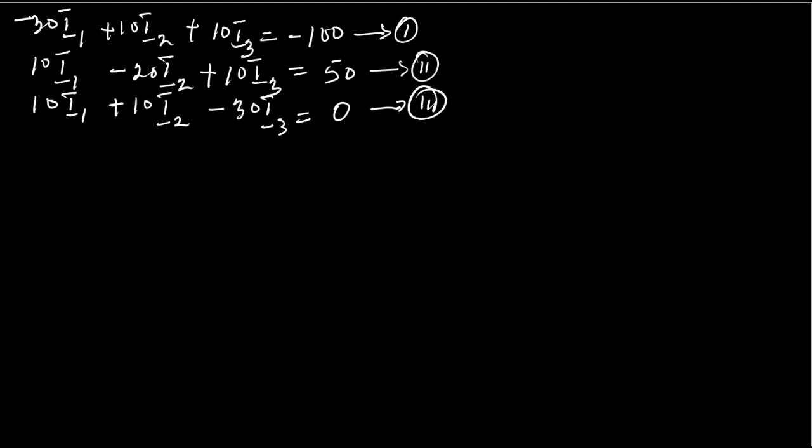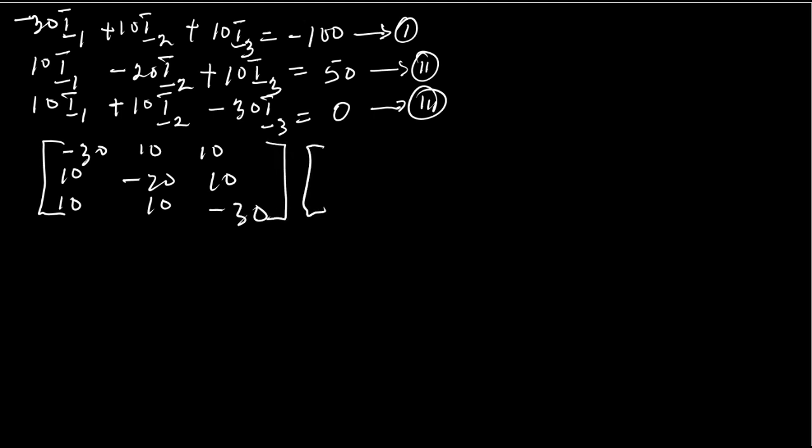To solve this, I'll prefer to use an augmented matrix. It's a lot easier. Let's extract our matrices first. This is minus 30, 10, 10; here is 10, minus 20, 10; and 10, 10, minus 30, multiplied by I1, I2, I3, equals minus 100, 50, and 0.